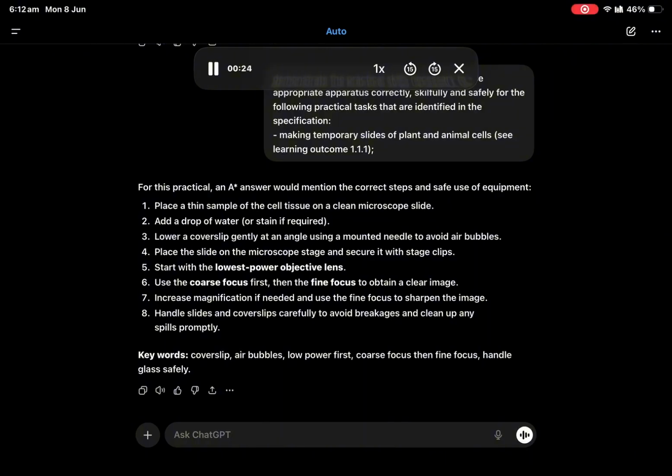5. Start with the lowest power objective lens. 6. Use the coarse focus first, then the fine focus to obtain a clear image. 7. Increase magnification if needed, and use the fine focus to sharpen the image. 8. Handle slides and cover slips carefully to avoid breakages and clean up any spills promptly. Keywords: cover slip, air bubbles, low power first, coarse focus, then fine focus. Handle glass safely.